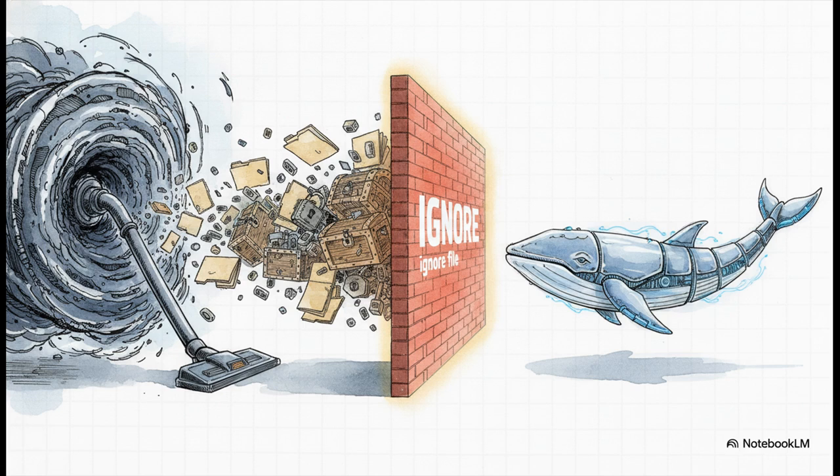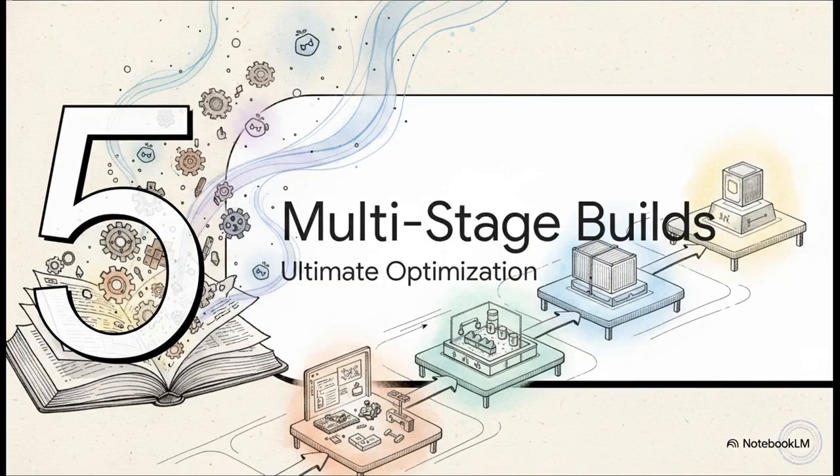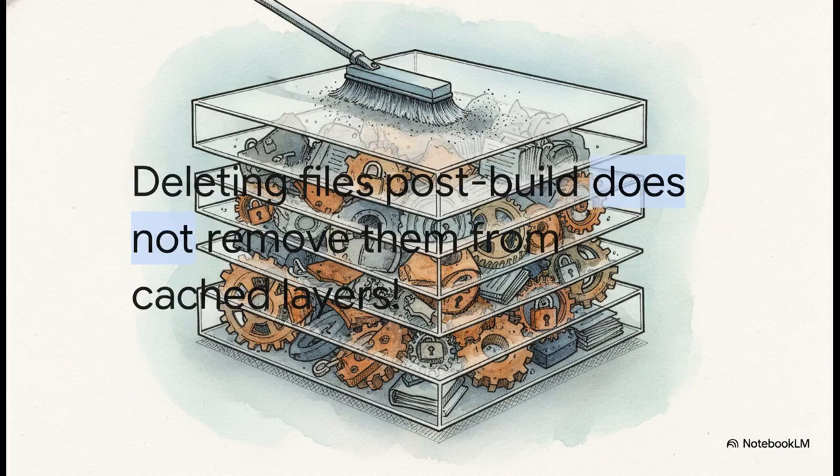Just adding a simple .dockerignore file prevents this local development bloat from ever entering the image, keeping things secure and extremely lightweight. And now for the grand finale, Section 5, the magic of multi-stage builds. This is unequivocally the most powerful optimization technique for keeping your production environments perfectly clean.